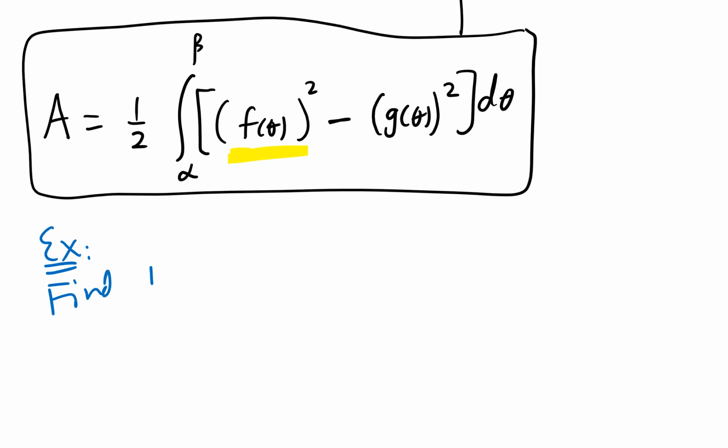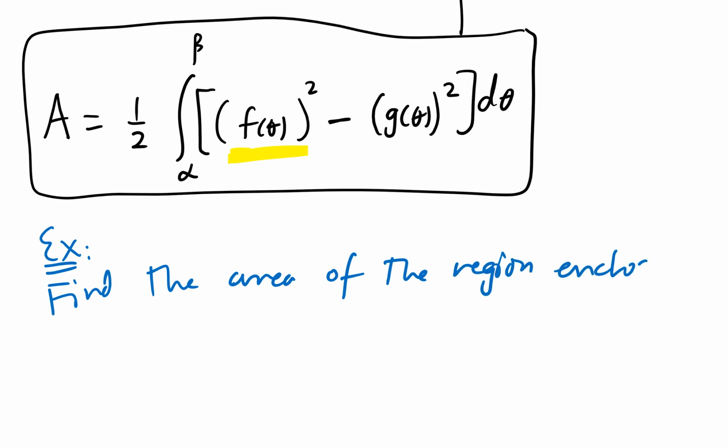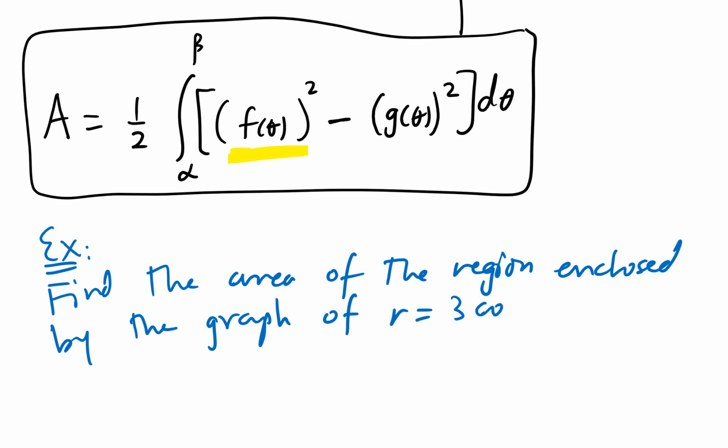Find the area of the region enclosed or bounded by the graph of r equals 3 cosine 3 theta.